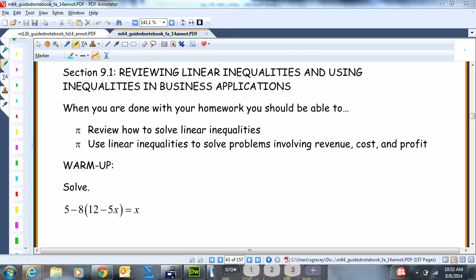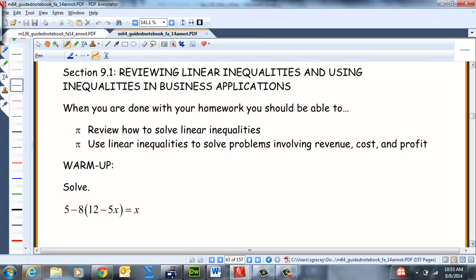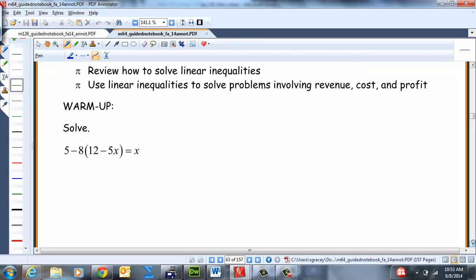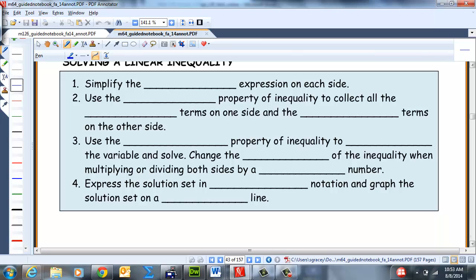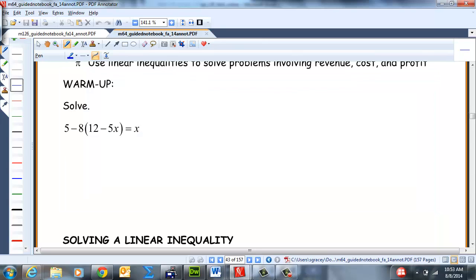Today we'll be covering section 9.1, and we're working out of Blitzer's textbook, Introductory and Intermediate Algebra for College Students. So we'll be reviewing how to solve linear inequalities and using linear inequalities to solve problems involving revenue, cost, and profit. So let's warm it on up by solving this linear equation in one variable. All right, so pause the movie, warm it up, and we'll see how you did.